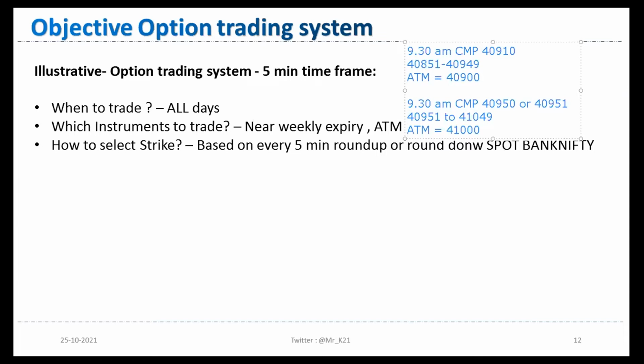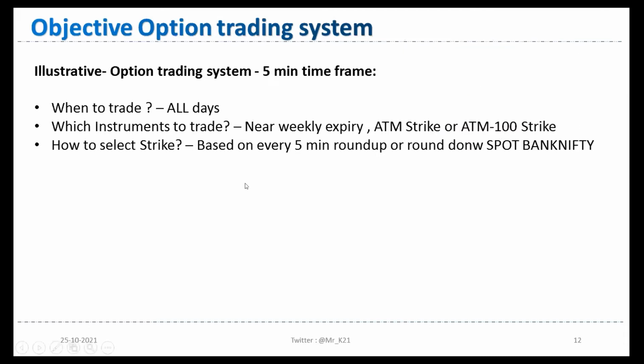I hope it is very clear and easy to understand. Correct? Shall we move ahead? So now, again, I am repeating everything. We have to trade all day. We have to trade near weekly expiry, at the money or minus at the money 100. Then how to select the strike? Based on every 5-minute spot Bank Nifty chart, we will round up and round down, right? In the example, it will give you more clarity also.